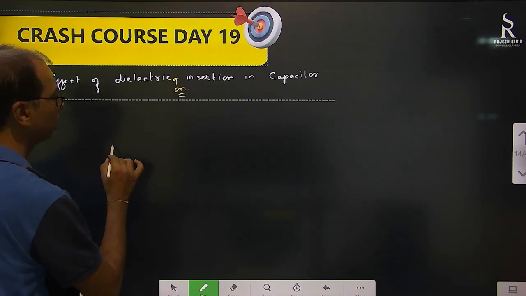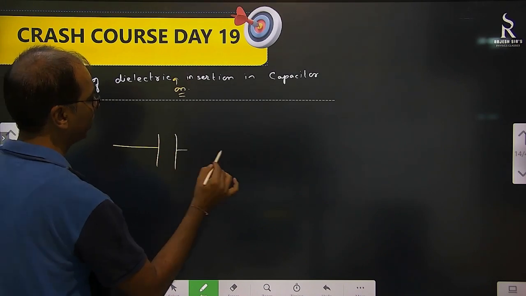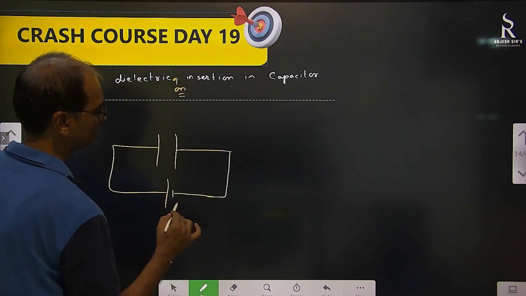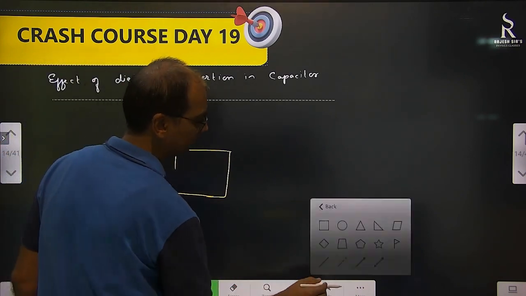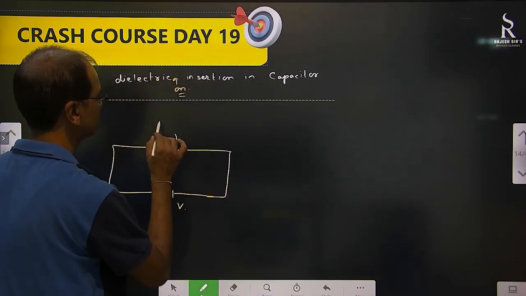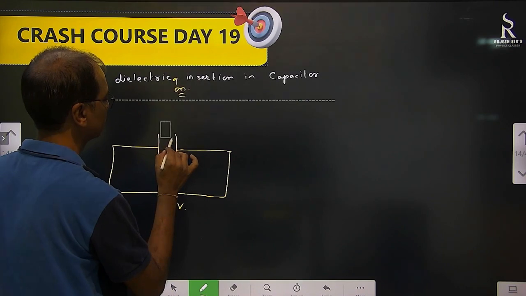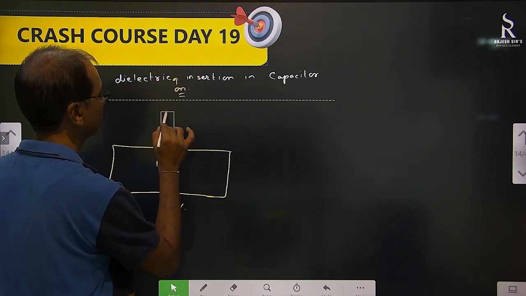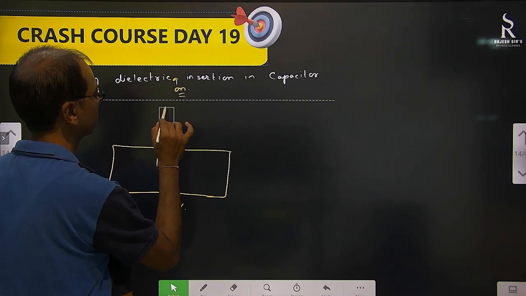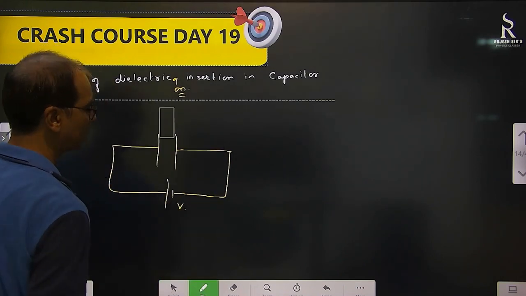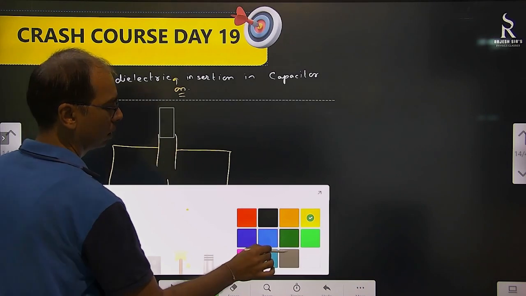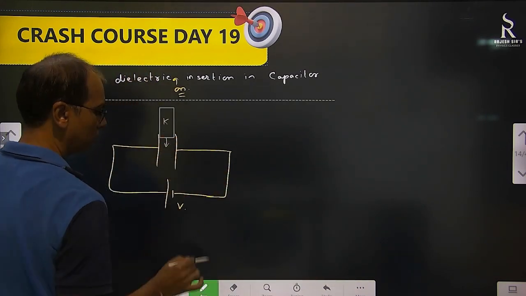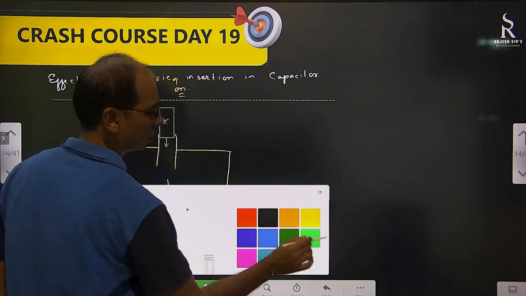So what we are doing here, suppose we have a battery connected with the capacitor and you are inserting a dielectric. Okay, we are inserting a dielectric here, and the dielectric constant is K. What happens?